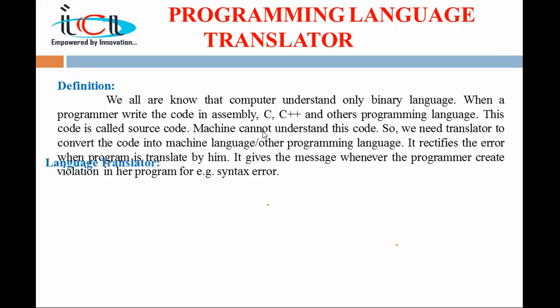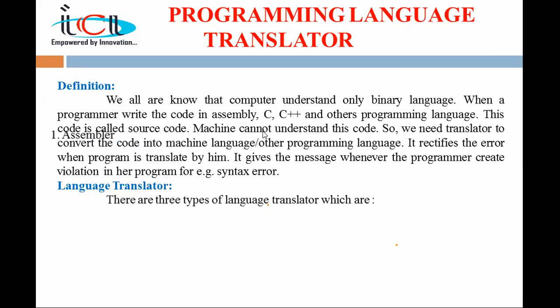Now, further, we talk about language translators. Today, there are three types of language translators. First, the assembler. An assembler is a language translator used to convert assembly language into machine language. Second, the compiler. A compiler is also a language translator, used to convert high-level language into machine language. And the interpreter is also used to convert high-level language into machine language.